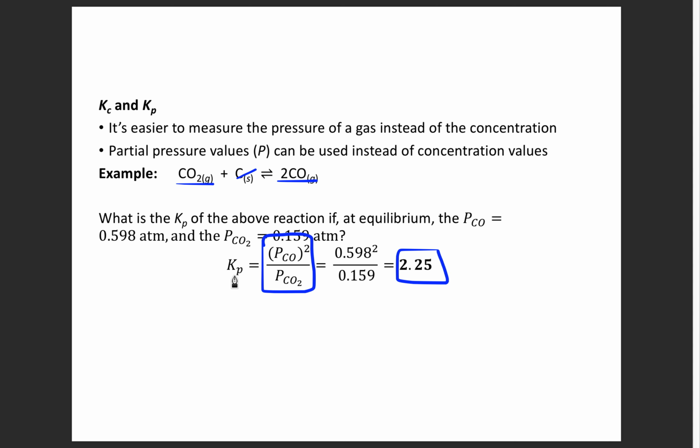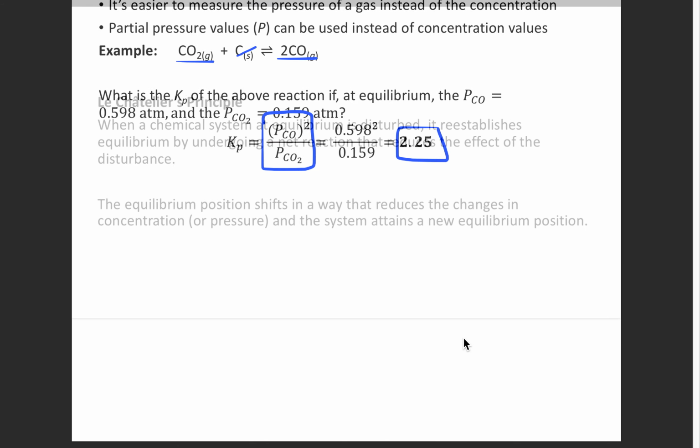Okay. Now that's different from lowercase k, the rate constant earlier when we talked about rate laws. That little k has units, so you got to make sure you pay attention to that. But the capital K here for equilibrium, we don't use units for that.